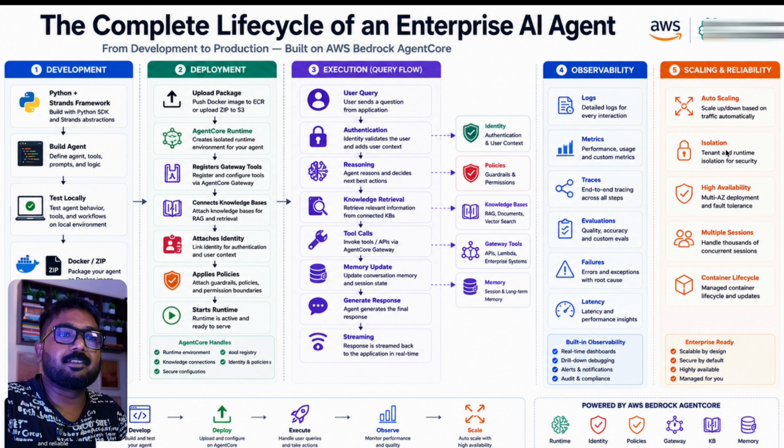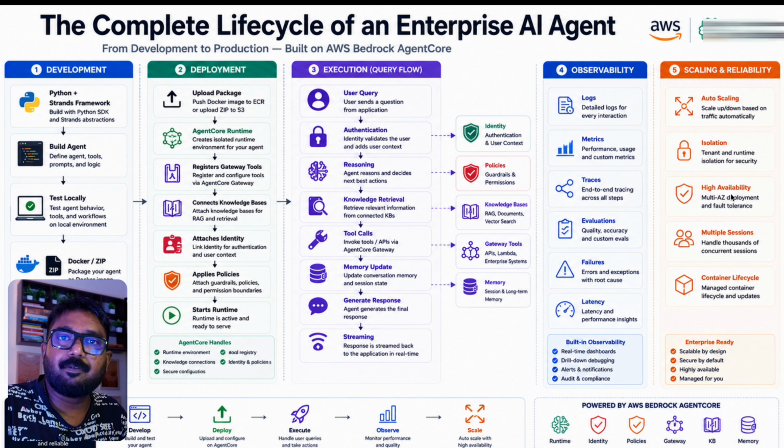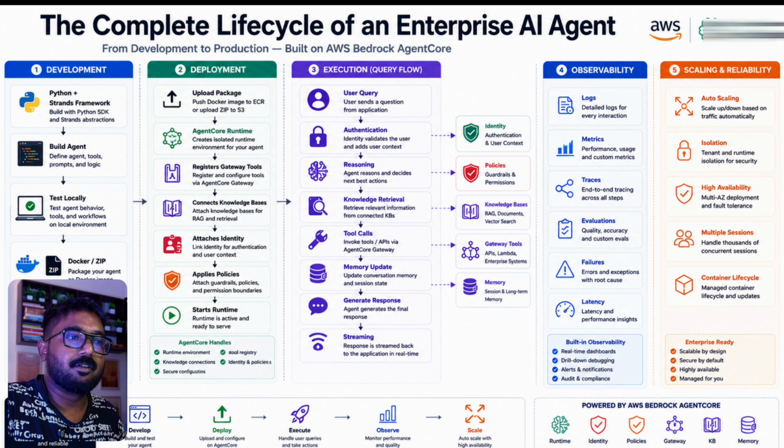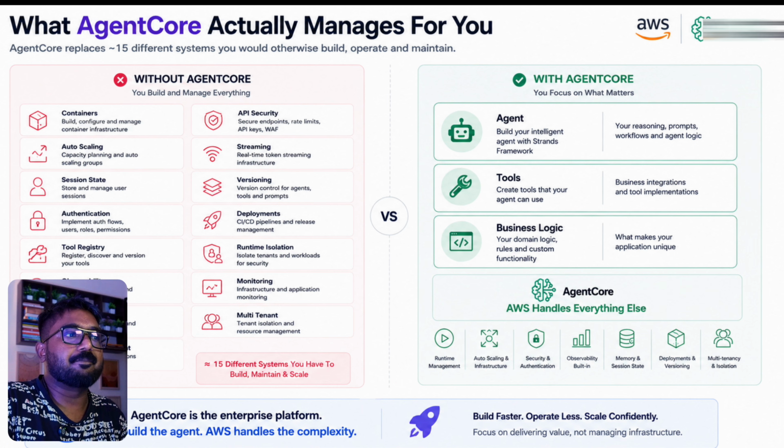So auto scaling happens, isolation is there, right? There is high availability because you can orchestrate your agent to multiple availability zones, right? There are multiple sessions it can handle. There is a container lifecycle. So all these make it an enterprise-grade application, an AI agent, right? And this is a really important part.